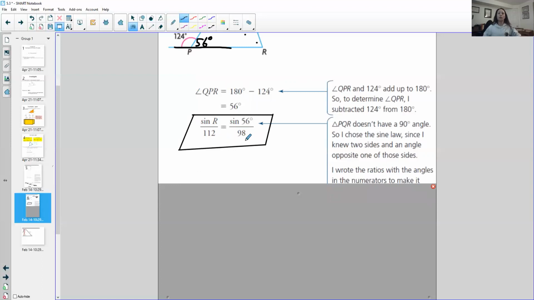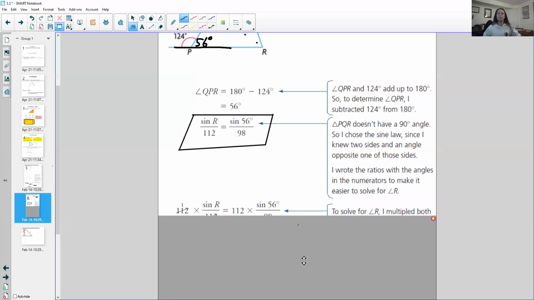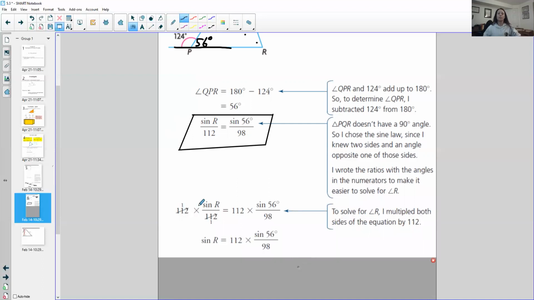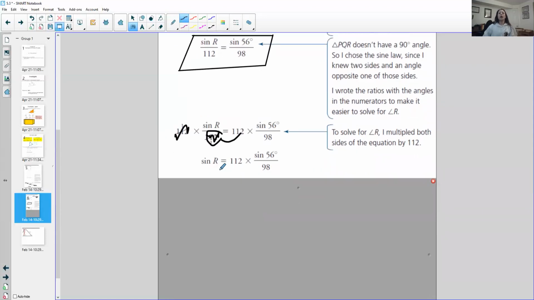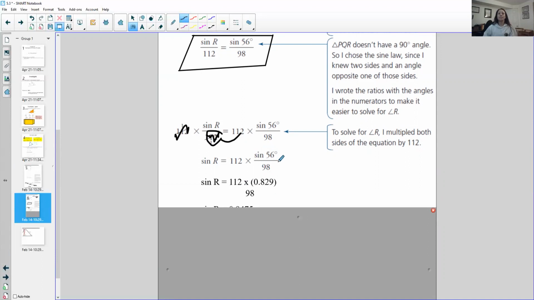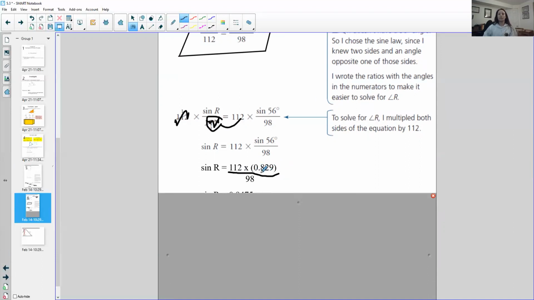So they take the 112, multiply both sides by 112 to bring it onto the other side. So take this 112, both sides are going to get multiplied. So we can now erase these. And you have this fraction. And now I need to figure out what this right-hand side is going to equal. So I'm going to convert sine of 56 into a decimal. And if you plug it in, you should get around 0.829. I'm still left with this kind of fraction. Take 112, times it by 0.829, and divide by 98. You should get 0.9475. And again, I think I rounded there.